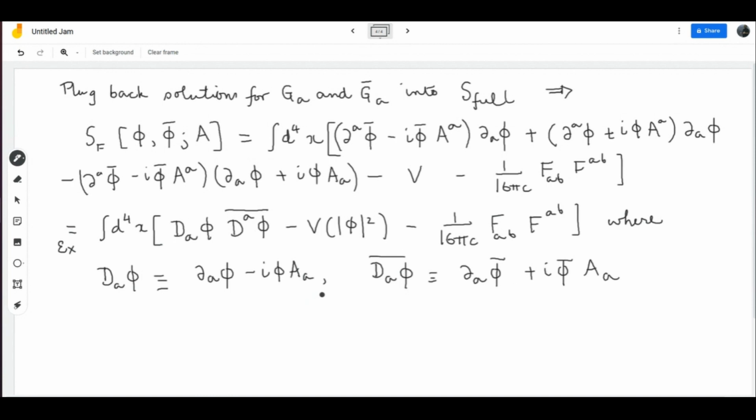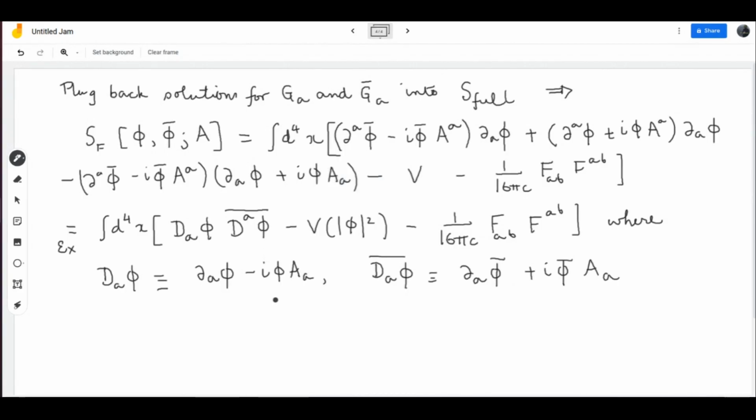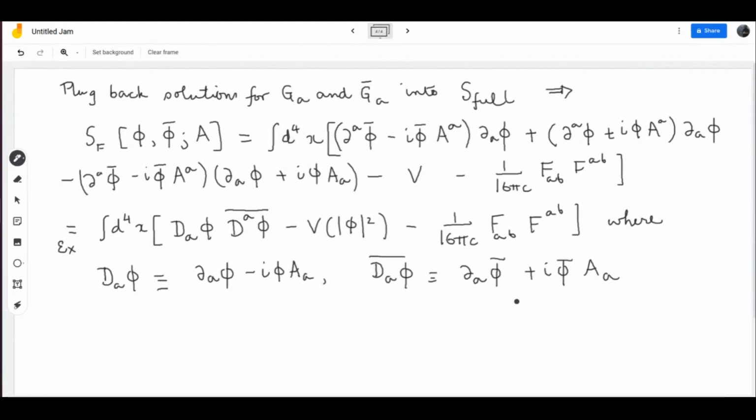So if we eliminate G_A and G bar A by using the solutions of their equations of motion in the full action, we get a new action which is only a function of phi, phi bar and A. Okay, and this is the final outcome. And here is the entire magic. Why we want to call this the U(1) of electromagnetism is going to be clear, provided, of course, we identify A_A as the electromagnetic vector potential.